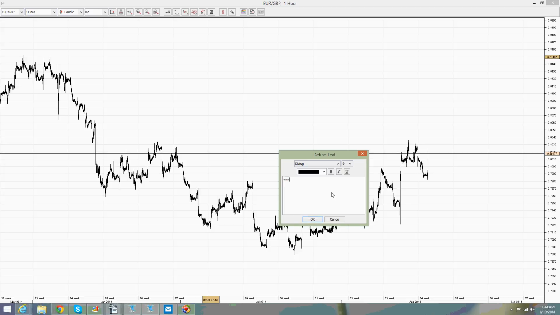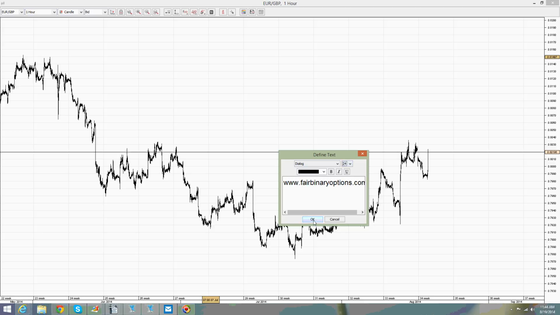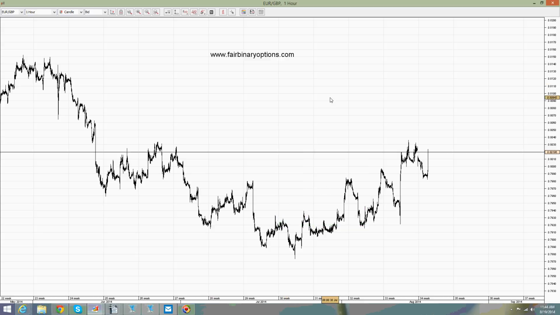So let's write first here on the screen fairbinaryoptions.com. And this spike that we have on the euro Great Britain pound is, like mentioned a bit earlier, only due to the fact that inflation in UK is way lower than expectation, or was printed lower than expectation. So what to do with this move on the euro Great Britain pound and with this spike?